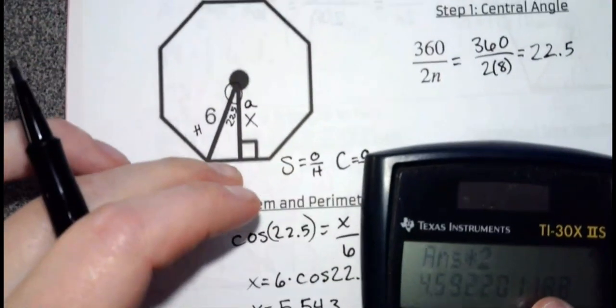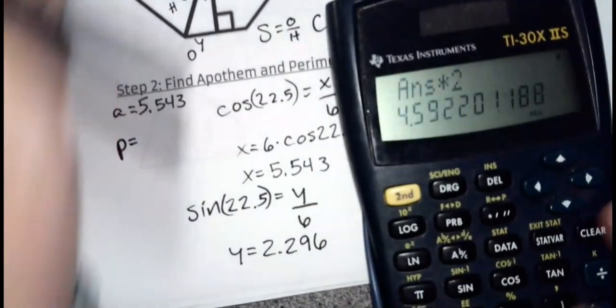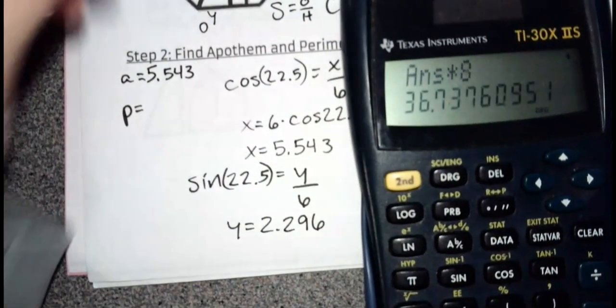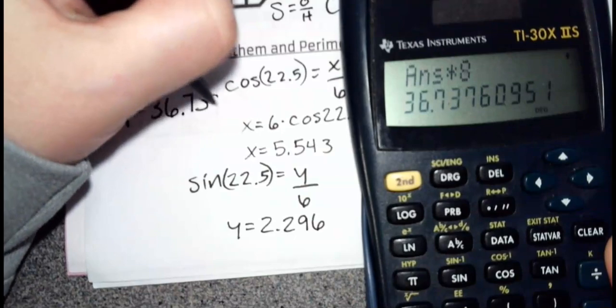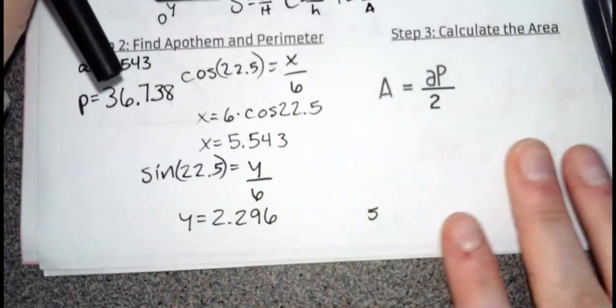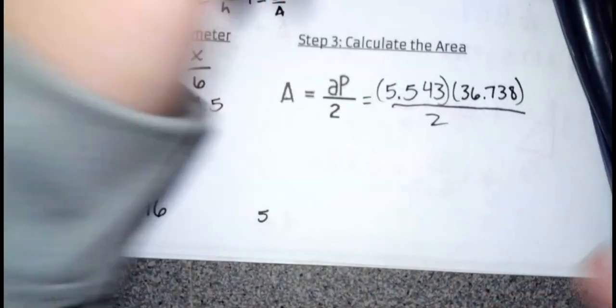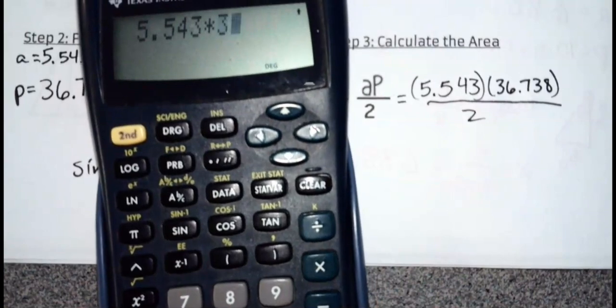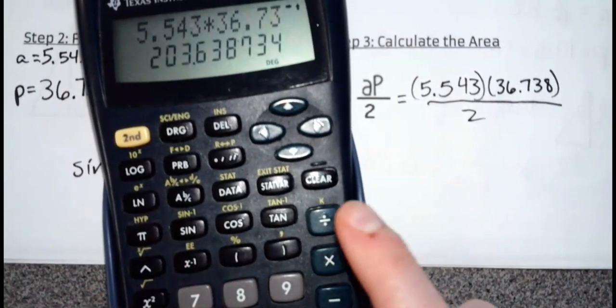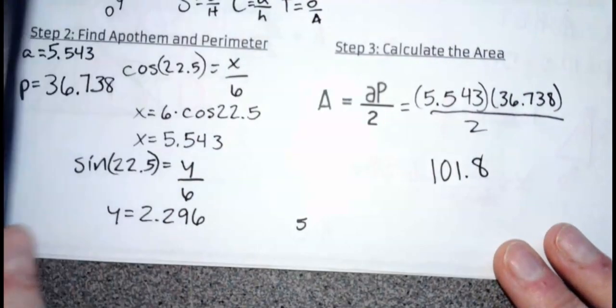And then how many total sides are there? There's 8 total sides. It's a stop sign. So we take that number, multiply it by 8, you're going to get 36.738. Let's round everything to the thousandth. All right. So 5.543, 36.738 divided by 2, and then we're done. So 101.8.